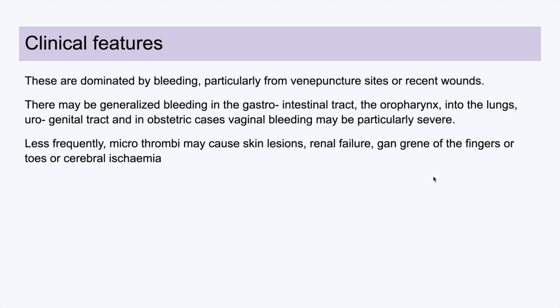Also a very important cause which we missed earlier was COVID-19. COVID-19 is also known to cause DIC. So clinical features. What will happen in a person suffering from DIC? It is dominated by bleeding. The person will bleed from the venipuncture site, okay, from recent wounds. It can be generalized bleeding into the gastrointestinal tract, into the lungs. In the case of obstetric cases, vaginal bleeding which is not getting cured. So these can be seen.